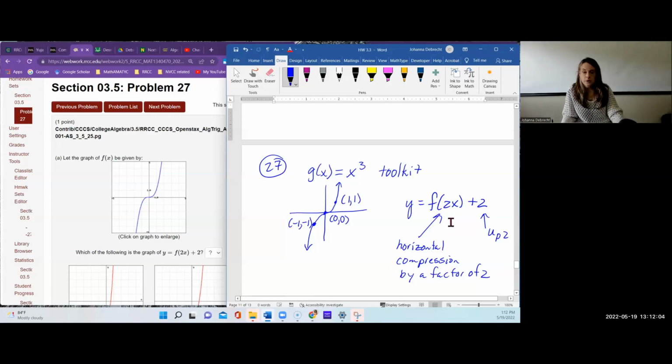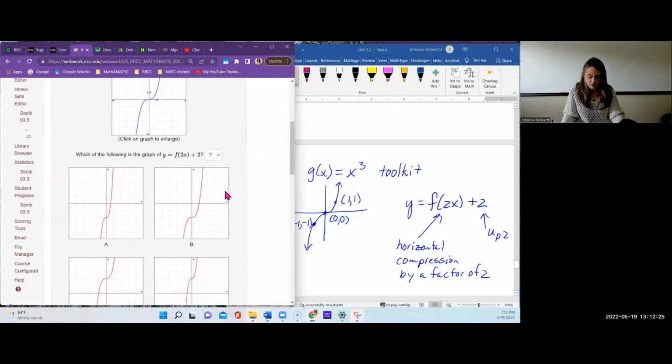What's that going to do? It's going to take the x coordinate and cut it in half. Then it's going to take the y coordinate and shift it up 2. When I look at my basic points, 0, 0, if I cut the x coordinate in half, half of 0 is still 0. And then it shifts it up 2. So 0, 0 will go to 0, 2.